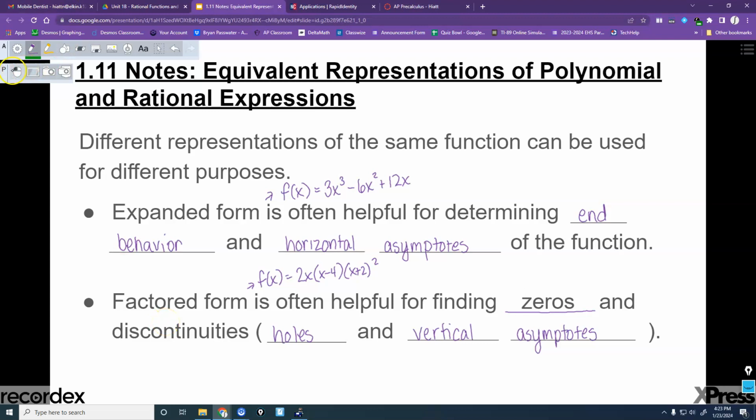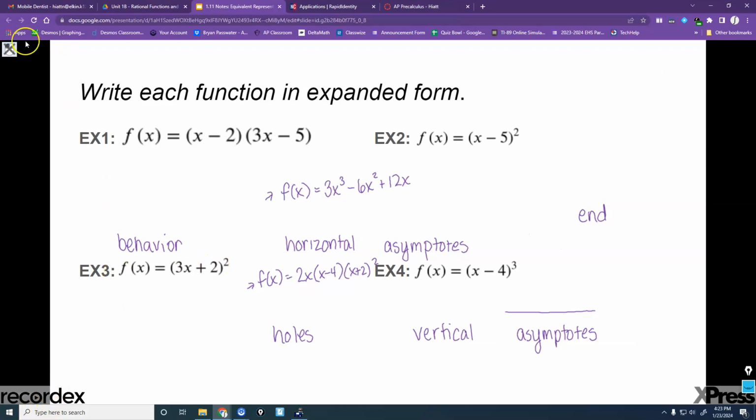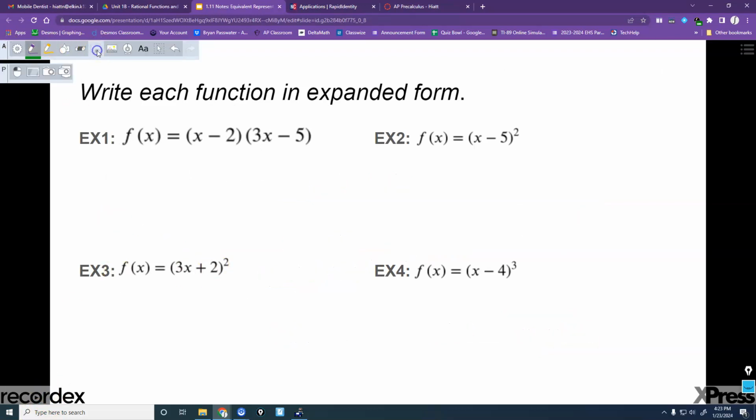So, whenever we are doing these problems, we are going to need to be able to both expand and factor. So let's start by expanding, and this should be, for the most part, review.